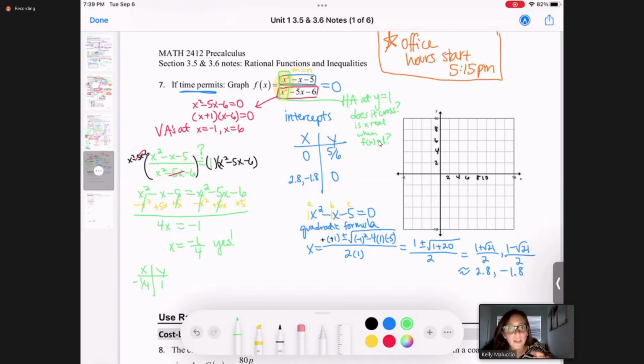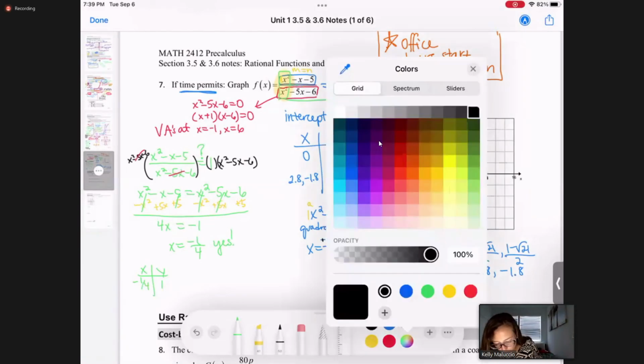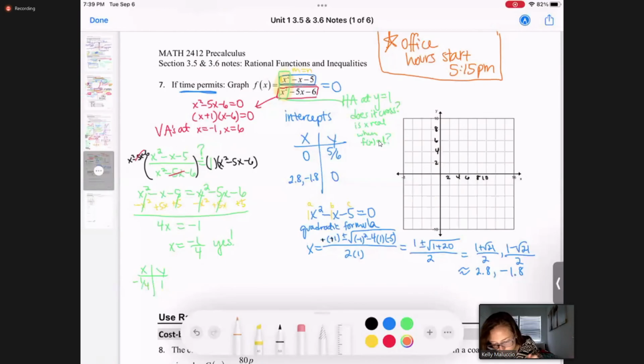Okay, so now we can start graphing everything, and then we'll plot an extra point or two. So first, I'm going to start with our asymptotes. We have at -1, or this is by 2 though, right? -1, there's a vertical asymptote. 6, vertical asymptote. And then y equals 1, so that's in here.